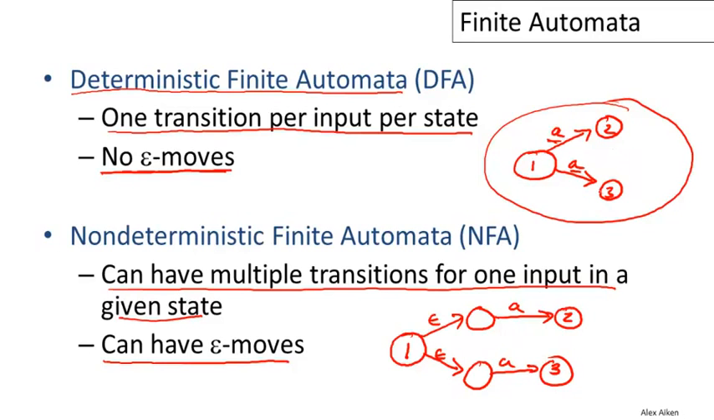So anytime that we have multiple moves out of a state on a single input, we could always replace that by a few more states with epsilon moves and have every state in the machine only have a single transition for every possible input. So really the only fundamental difference between deterministic automata and non-deterministic automata is whether they have epsilon moves or not.